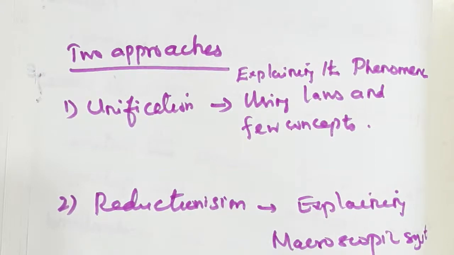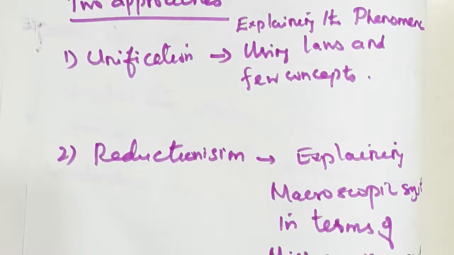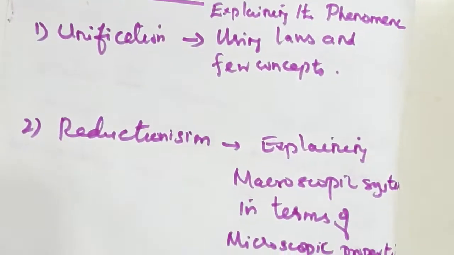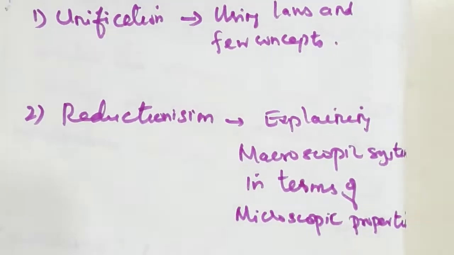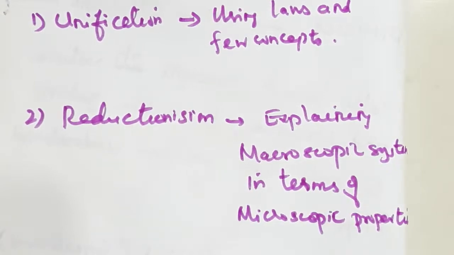The next one is reductionism. This is just the opposite: explaining the macroscopic systems in terms of microscopic properties. What is meant by macroscopic and microscopic? Macroscopic system means the system deals with bigger objects, the objects we are able to see with our naked eye. That is a macroscopic system.